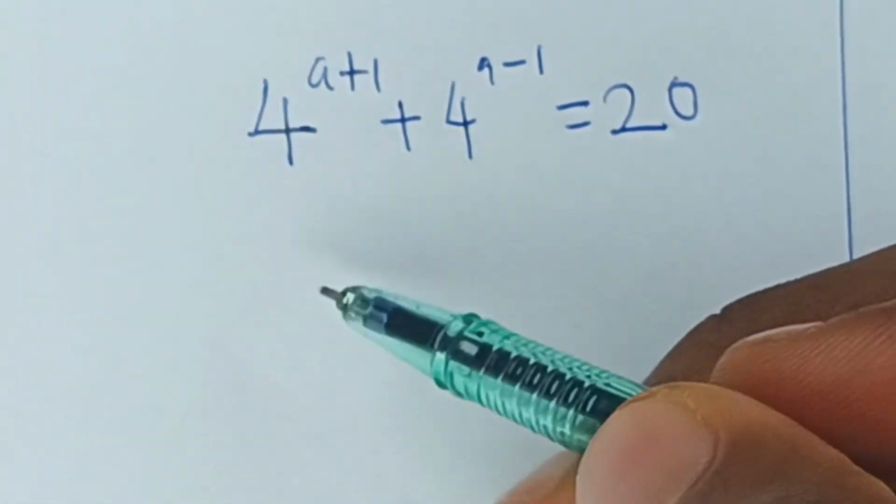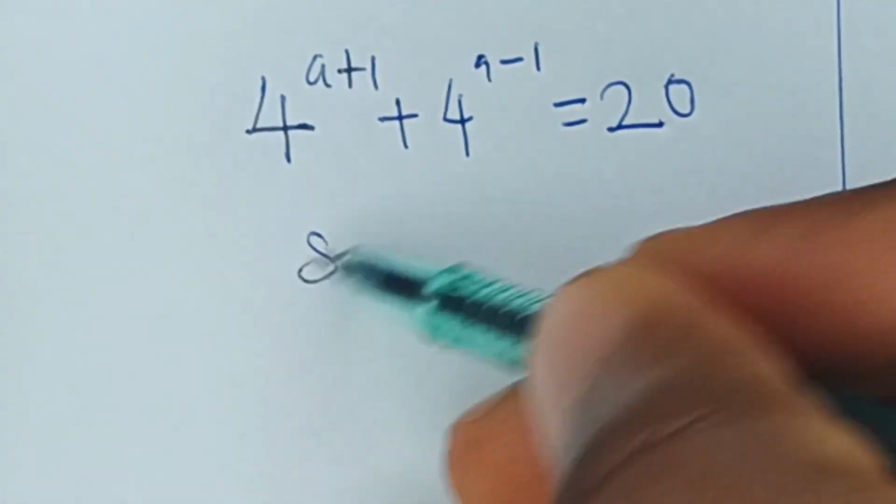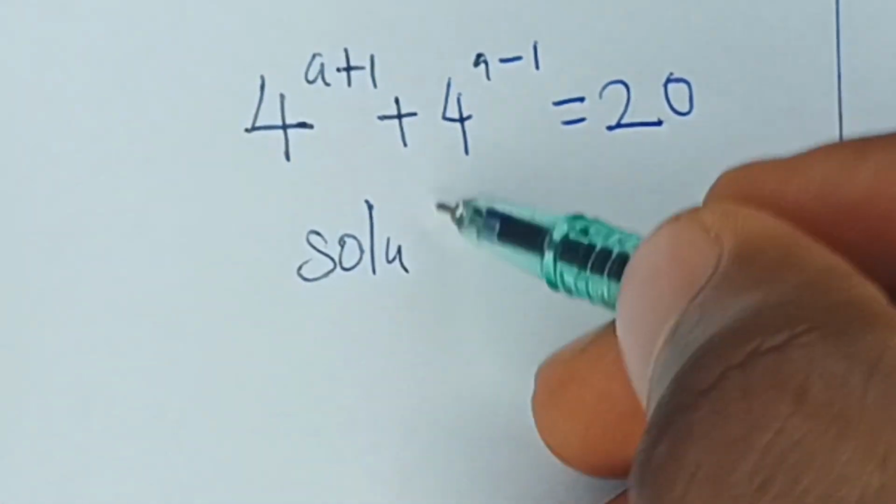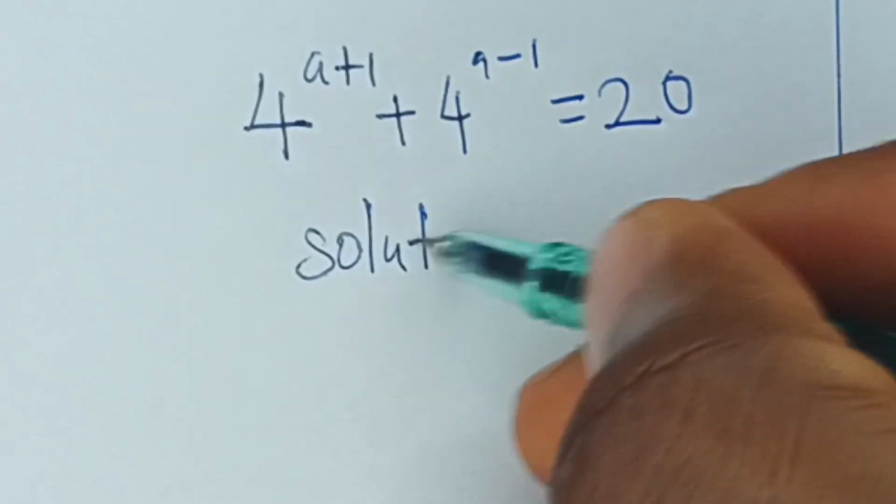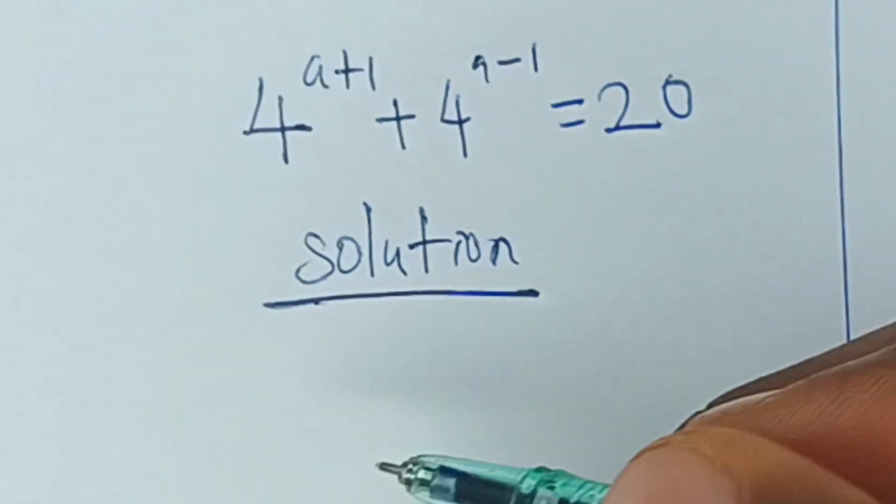Let's solve this equation together. It says 4 raised to power a plus 1 plus 4 raised to power a minus 1 is equal to 20. Okay, how do we solve this?